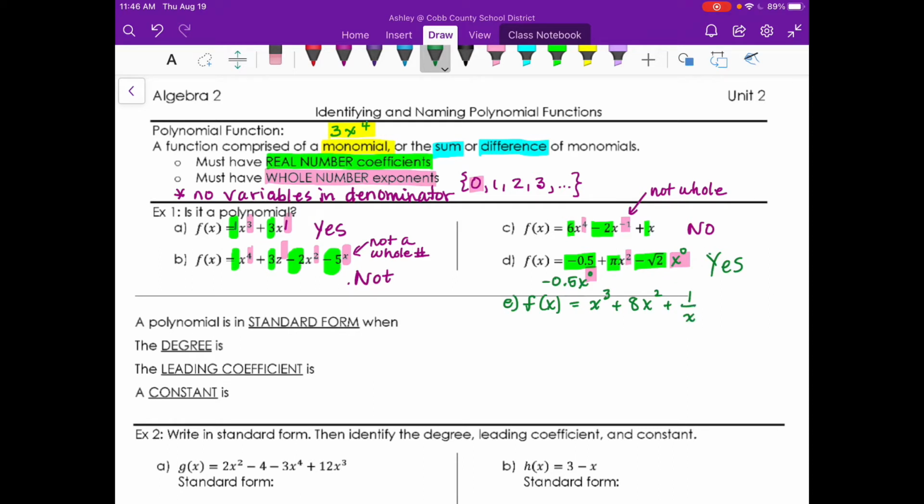And again, we haven't talked a lot about exponents and rules of exponents and properties of exponents this year, so you may not remember, but if you have an x on the bottom of a fraction, what it really means is the x is to the negative 1 power, and we cannot have a negative exponent on our polynomial function, and that negative exponent is causing this x to be in the denominator, so this one is also a no. So that's what you're on the lookout for: real number coefficients, whole number exponents, and no fractions that have variables on the bottom. A polynomial is in standard form when the exponents are in decreasing order.